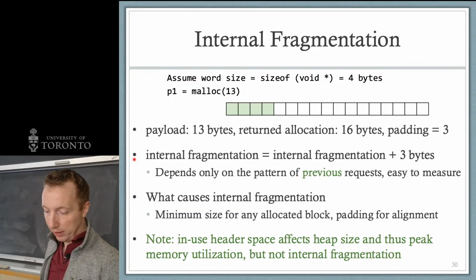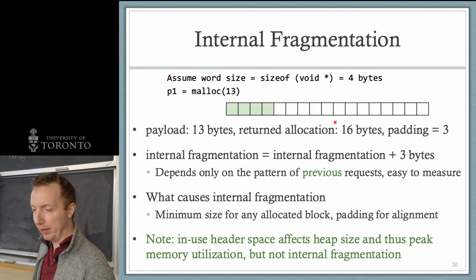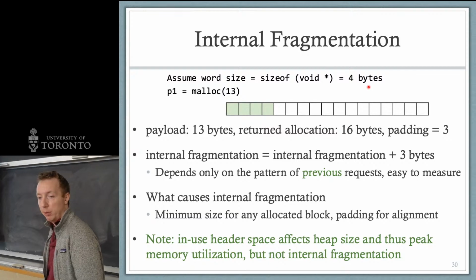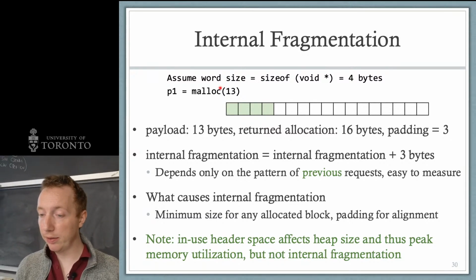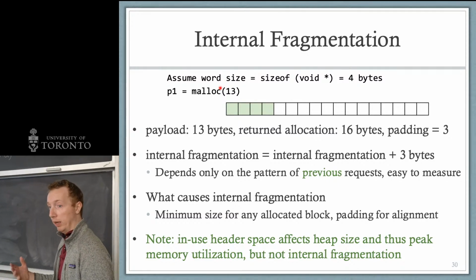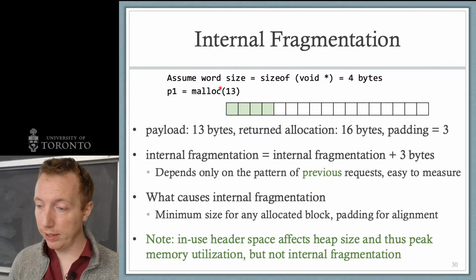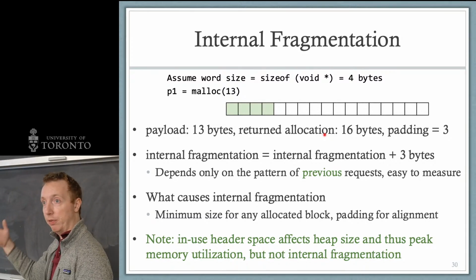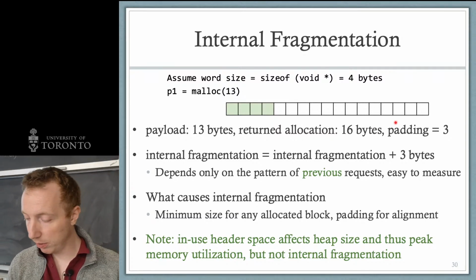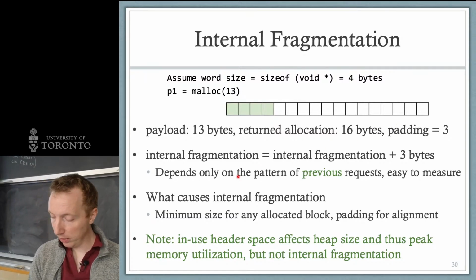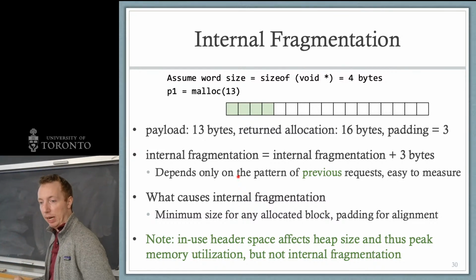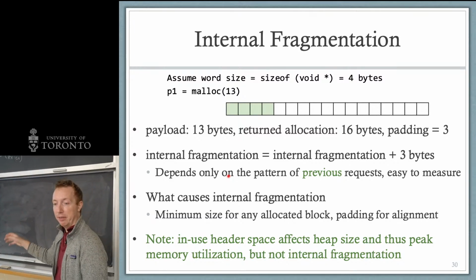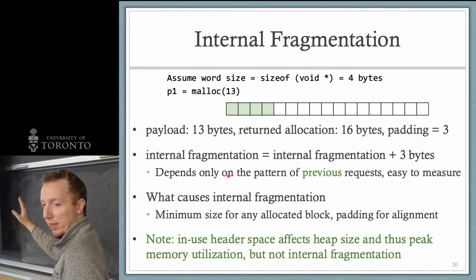So internal fragmentation, again, if I have, in this case, a 32-bit CPU for some reason, if I have a 4-byte word size and I malloc 13 bytes. Well, the payload is 13 bytes. That's how many bytes you requested. But your returned allocation is going to be 16 bytes because it would be 4 word-size requests, and this would count as just padding. So that padding would just be deemed as internal fragmentation. So that only depends on previous requests, really easy to measure.